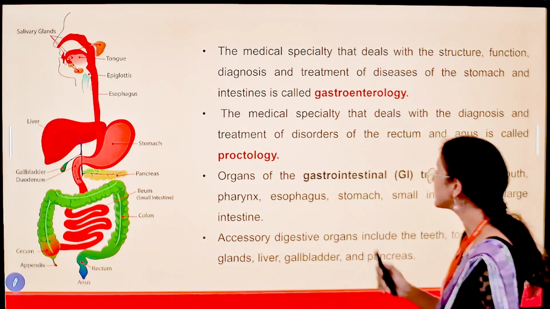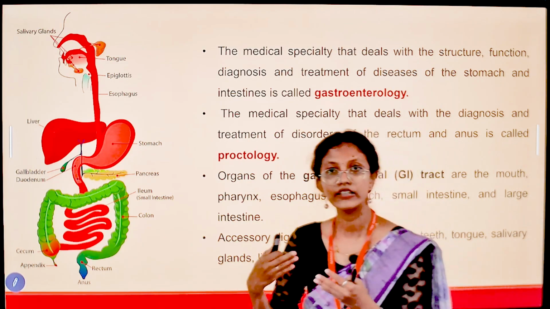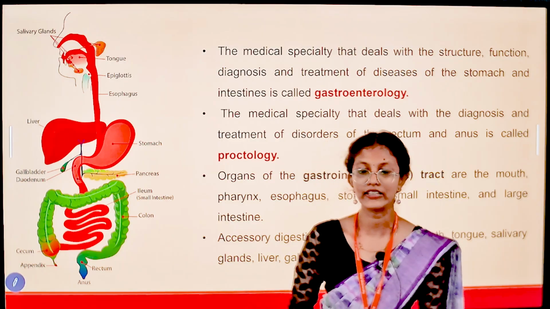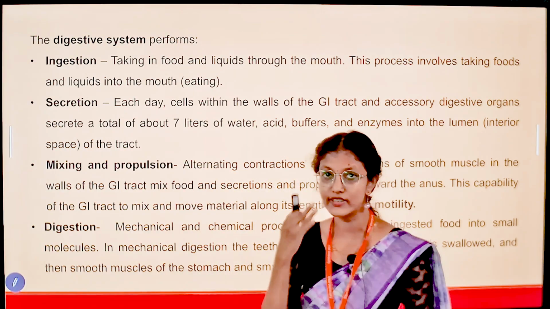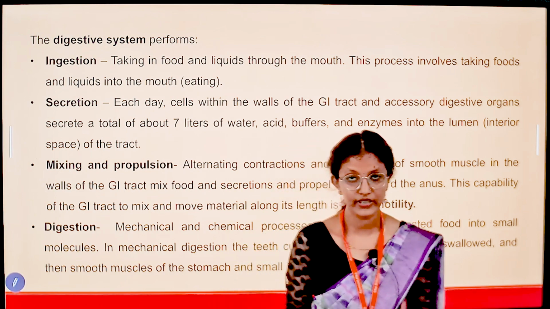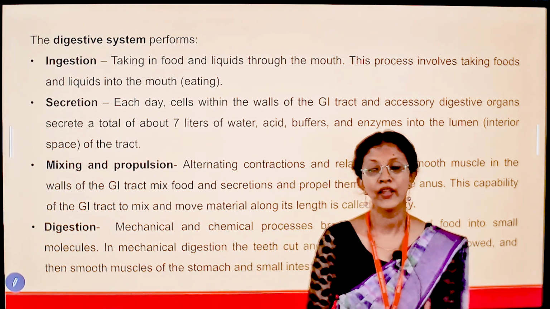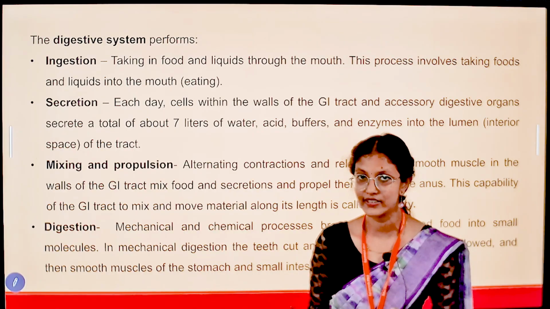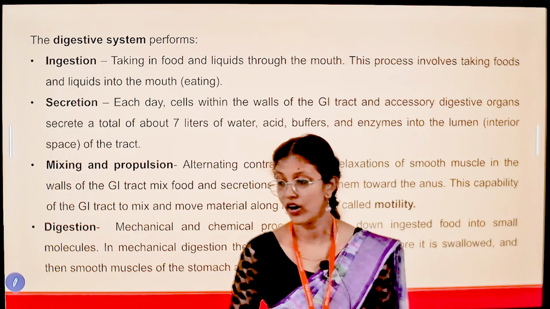And the organs of the gastrointestinal tract are the mouth, pharynx, esophagus, stomach, small intestine, large intestine, rectum and the anus. Okay. And the accessory organs are also very important. The accessory organs are mainly four: the salivary gland, the pancreas, gallbladder and your liver. Even the teeth we sometimes call accessory organs.